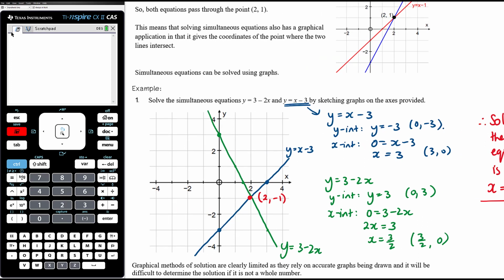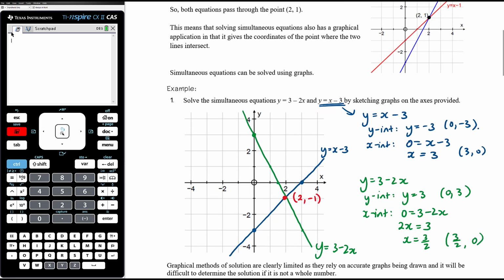And again, you should be able to check for both of these equations. When you let x equal 2, this equation is 3 minus 4, which is negative 1. Here, when you let x equal 2, this equation is 2 minus 3, which is also negative 1. And so it is the solution to both of those equations.